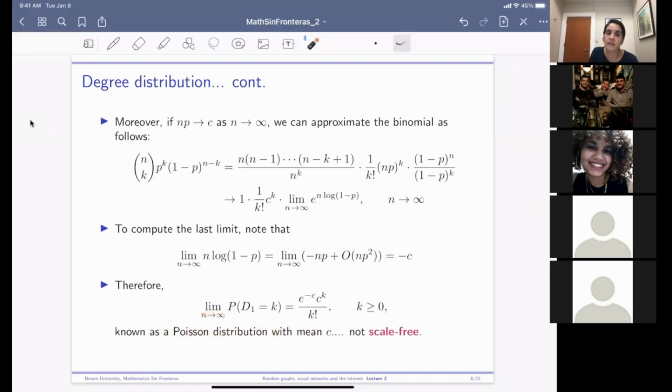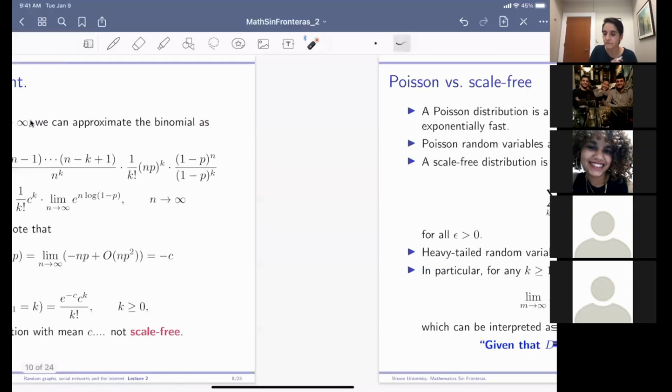So in the Erdős-Rényi model, the degree distribution is Poisson with parameter c under the scaling limit np converges to c. This distribution is definitely not scale-free. Why? Because this distribution has tails that go really, really, really fast to 0.